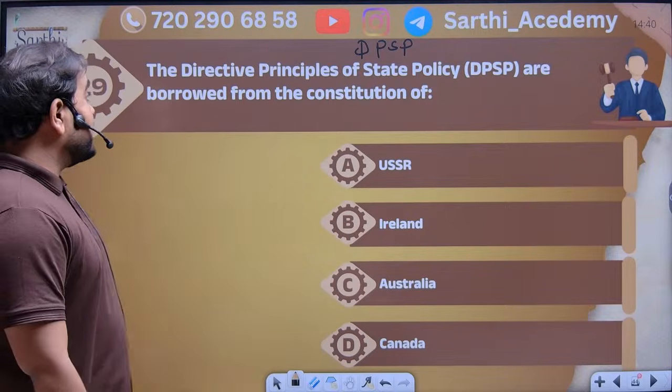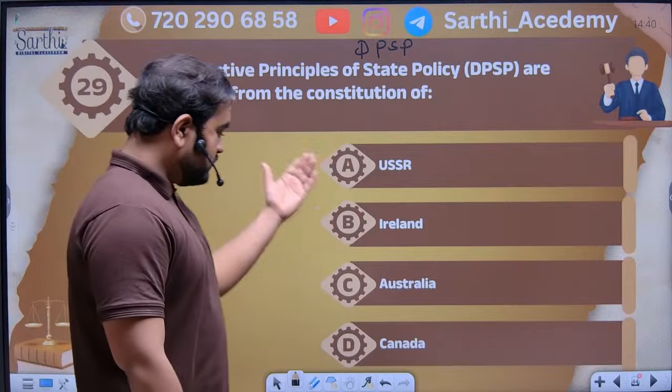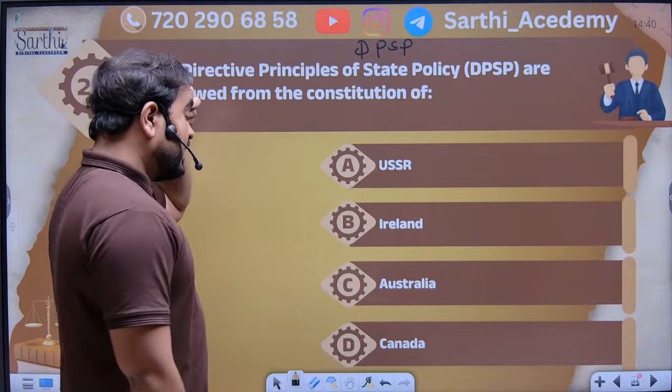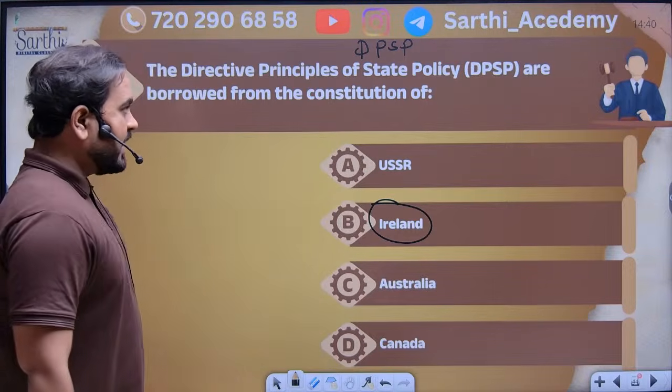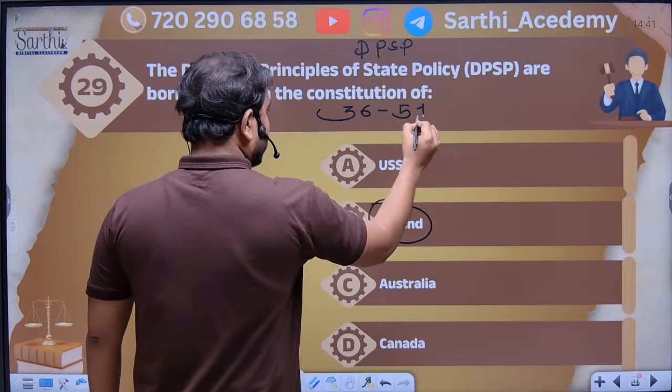Okay, please answer. DPSP are borrowed from the constitution of where? Please answer, question number 29. Yes, it was borrowed from Ireland's constitution. Which articles are provided in DPSP?